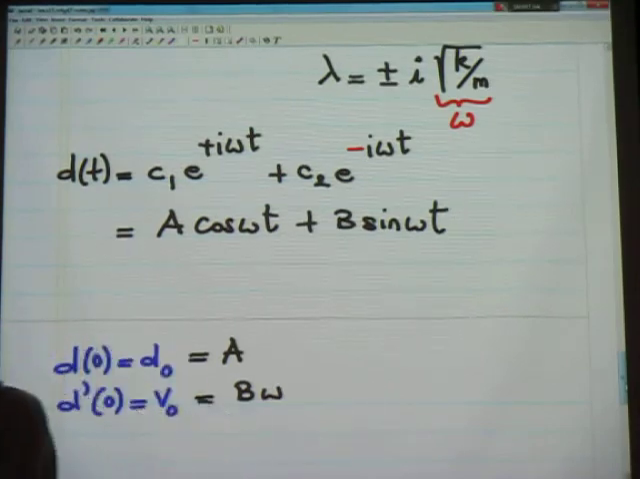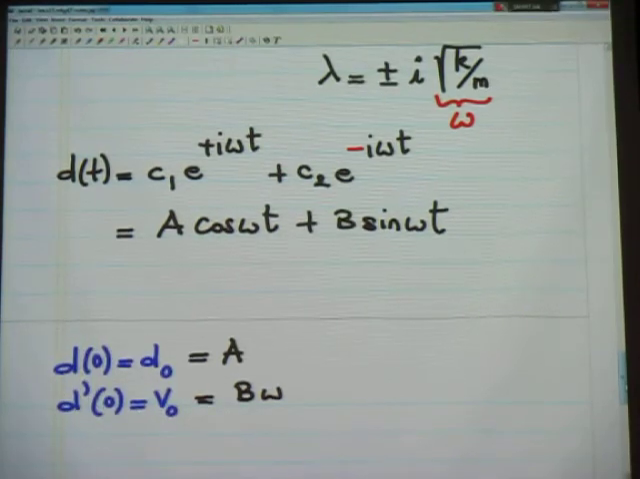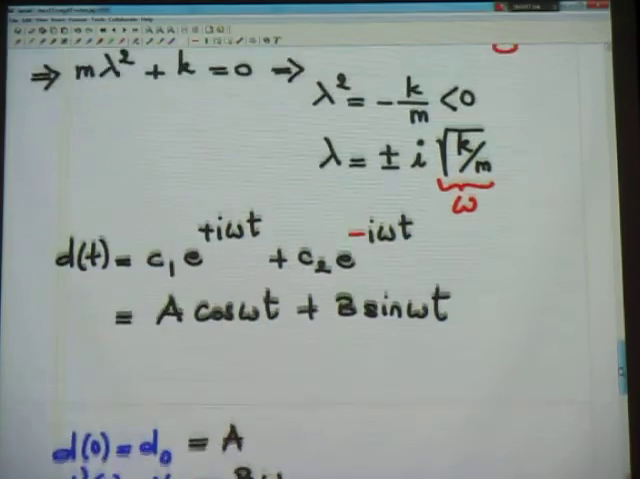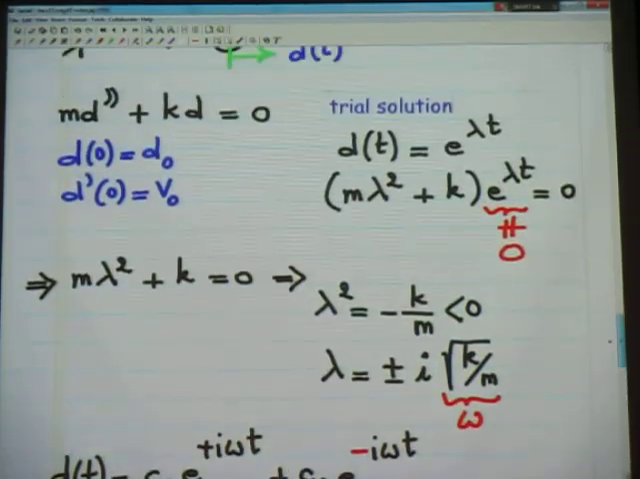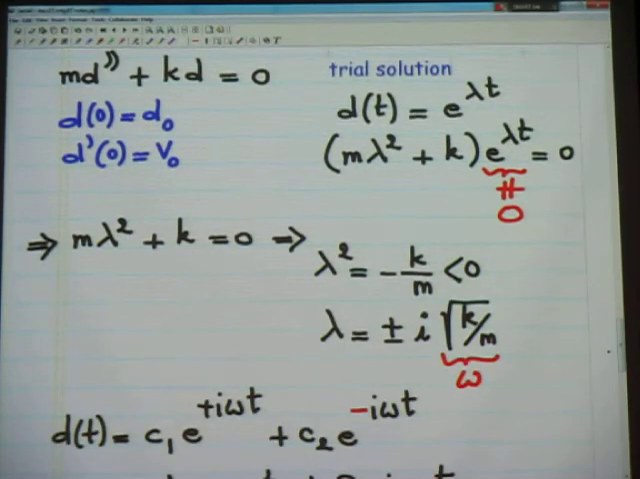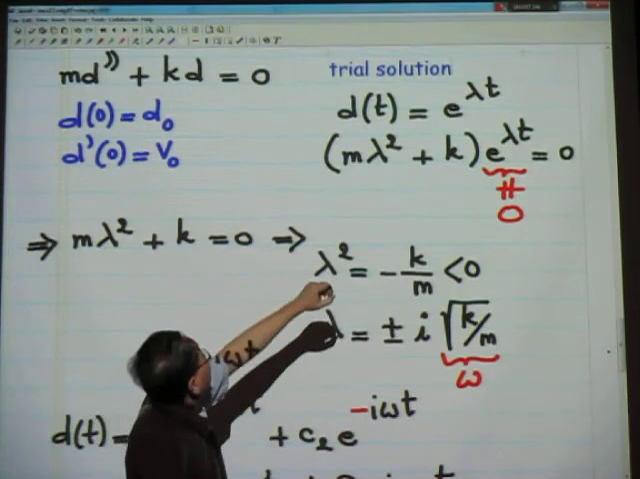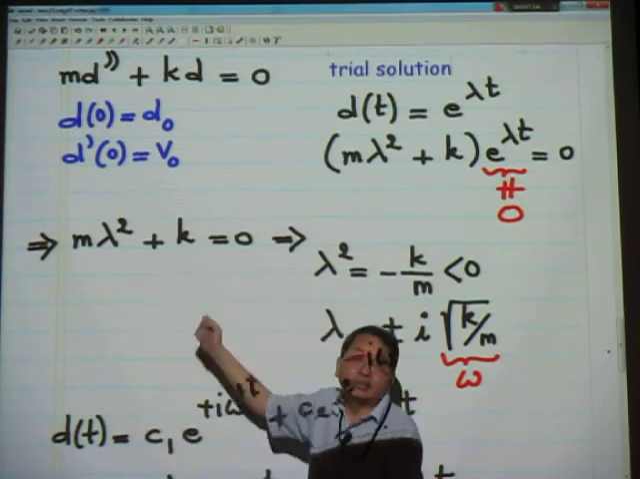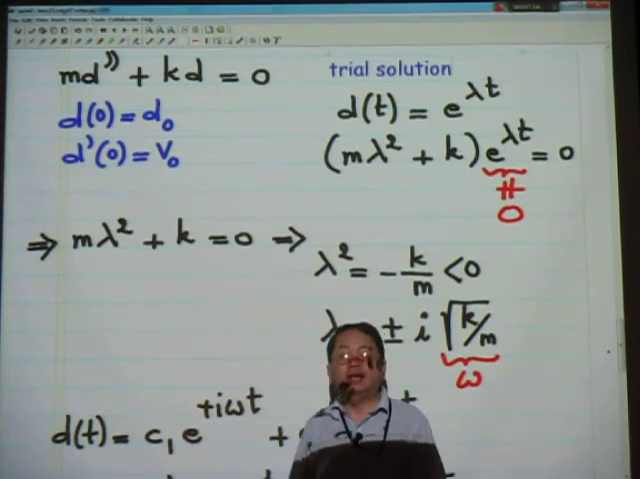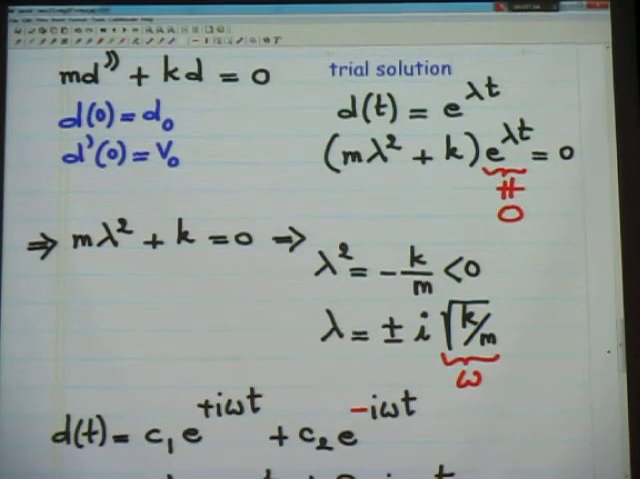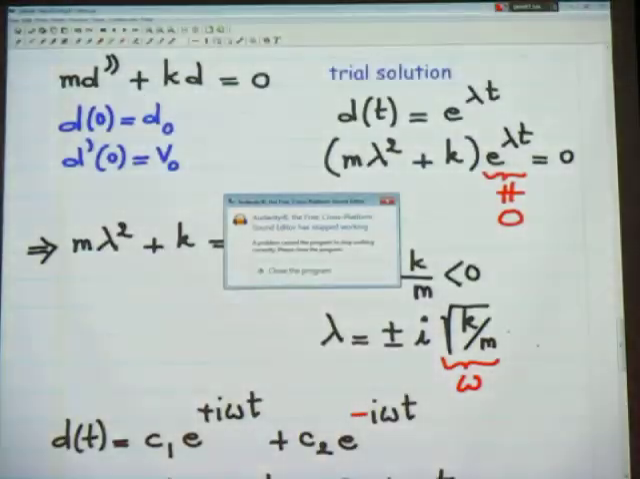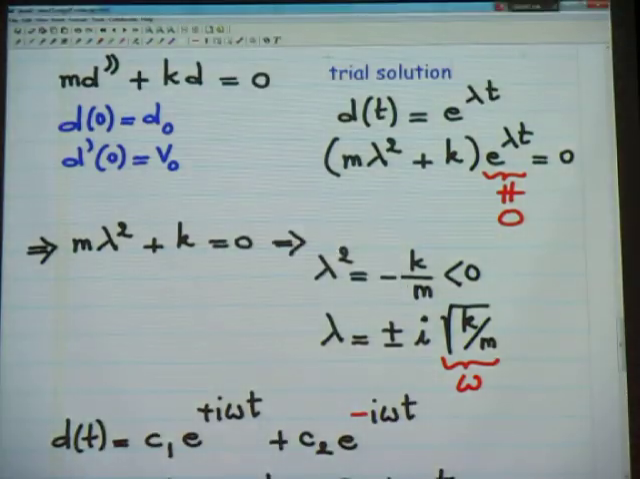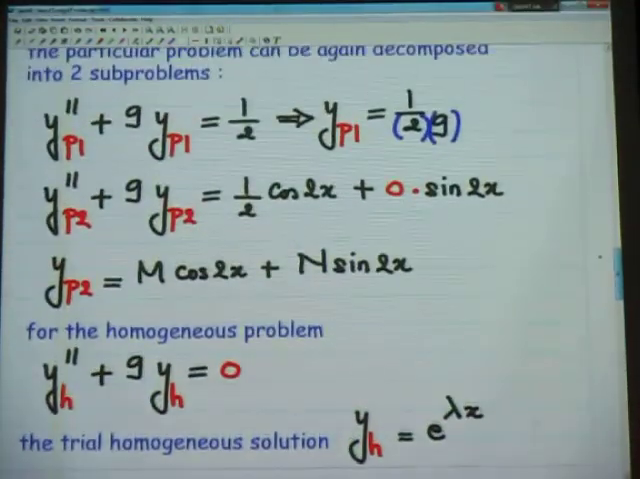And by doing this question, I also show to you, or review to you, how to solve the homogeneous second order differential equation and how to use the trial solution to obtain the characteristic equation. And that essentially completes this problem here.